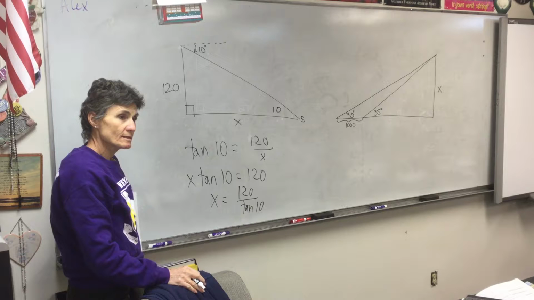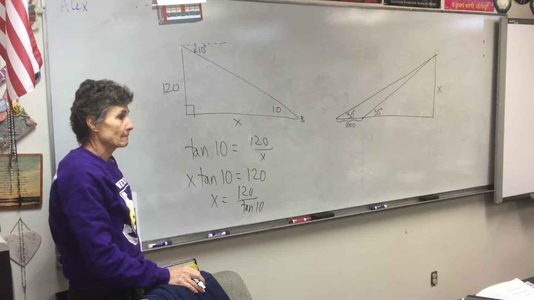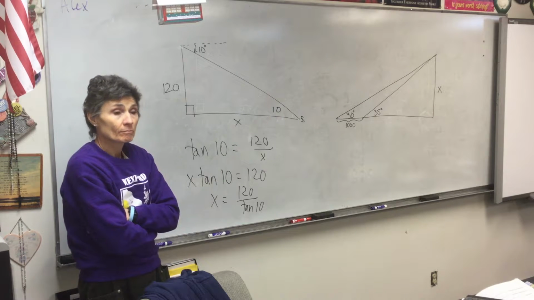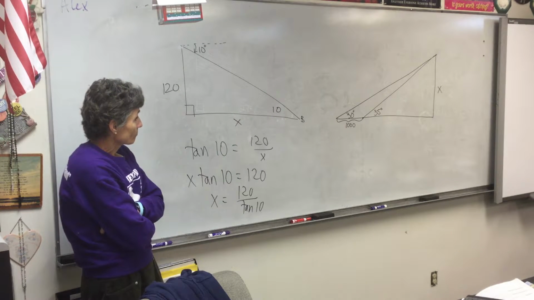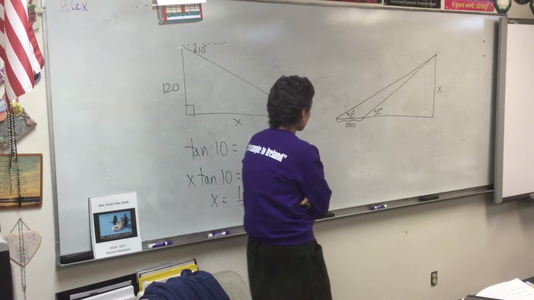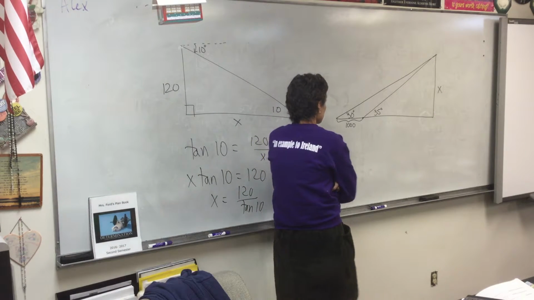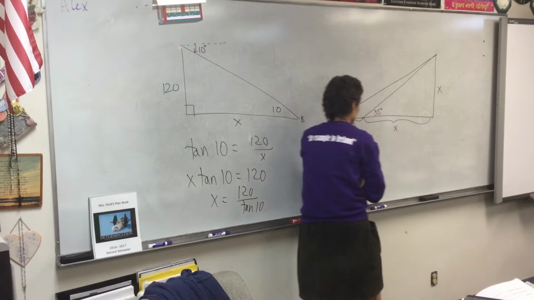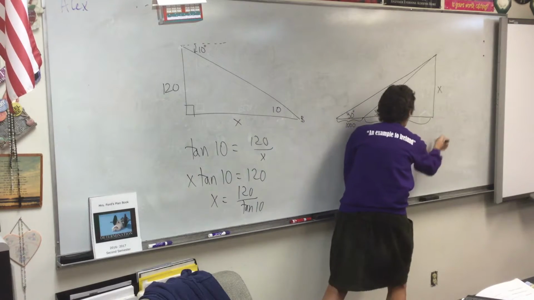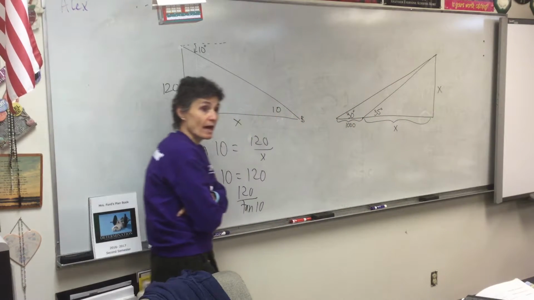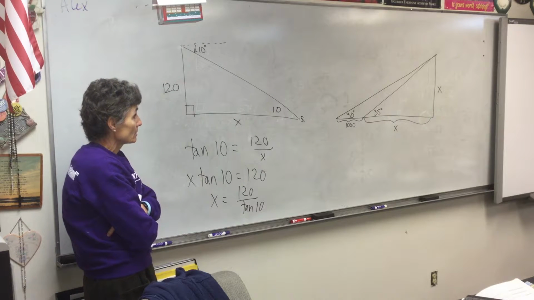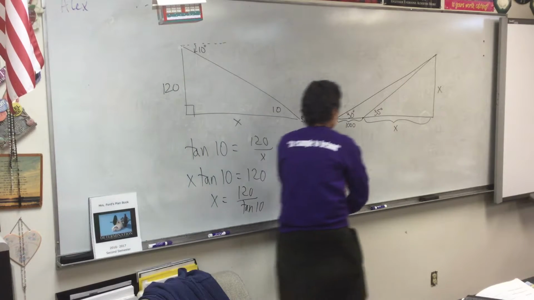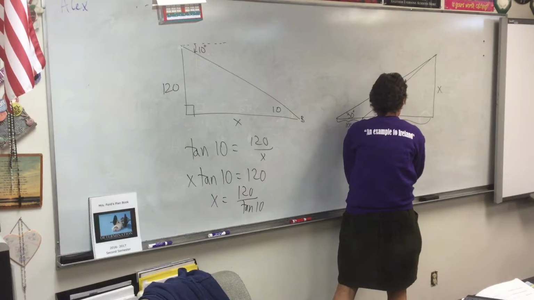Any thoughts on this? This is a little trickier. Any ideas? Well, you could call this X, and then the whole thing would be X plus 1,000. We could do that. Actually, I can't call that X. I have to call a different letter because I already have an X there, so I'll call it Y.